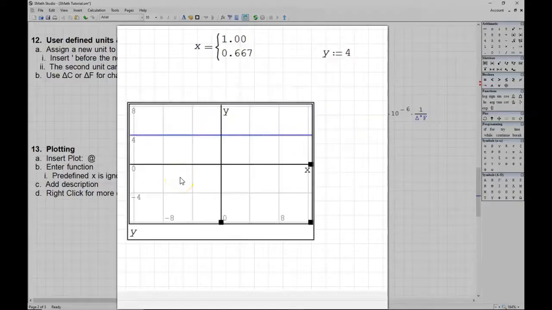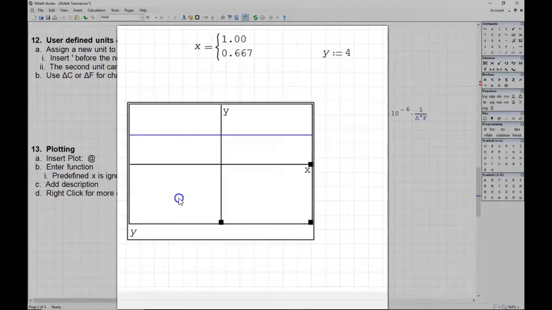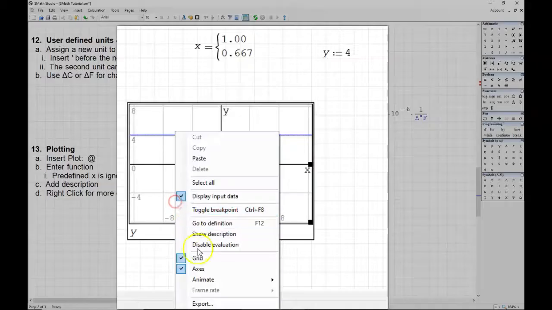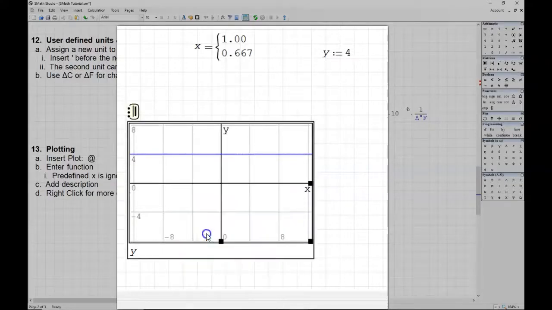We can select the graph and then right-click for some more options. One is that we can turn our grid on and off. I think it looks a little bit better with the grid on, as well as our axes. And then we could also include a description. And that is it.